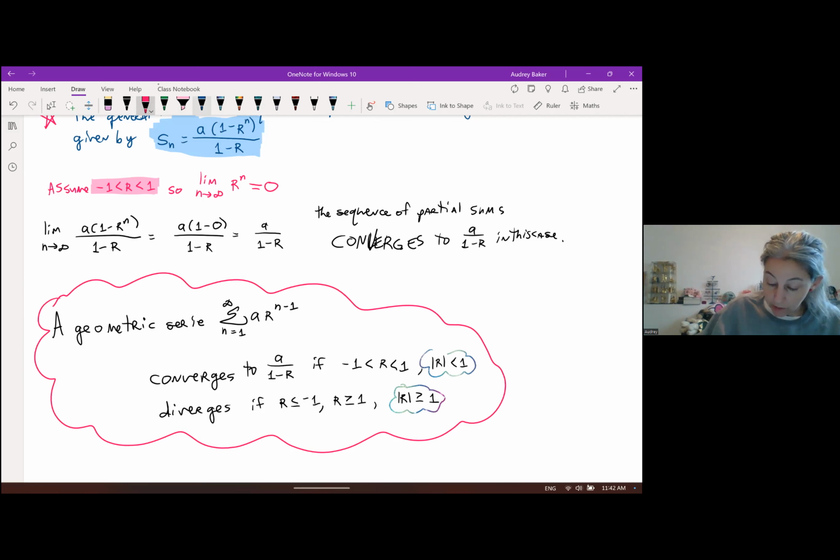So now all we have to do is show that that actually is the sequence of partial sums. So we'll do that in another video. And then we'll go through and look at some concrete geometric series in the video after that. So this theorem, you need to know it.